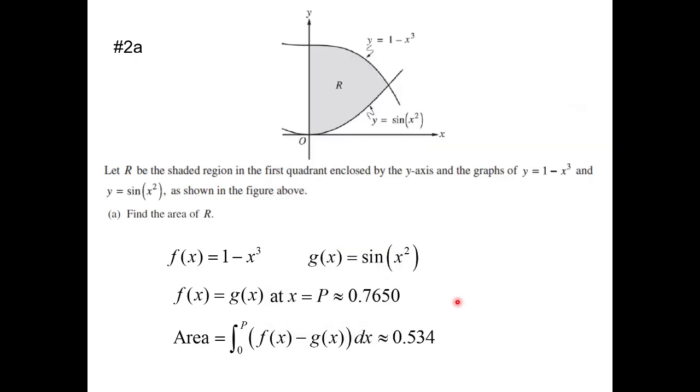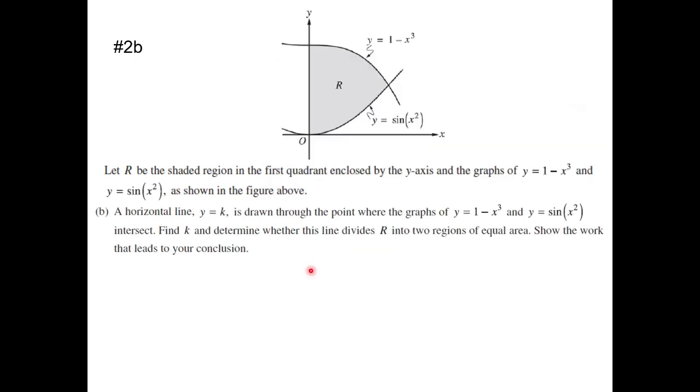For part B on this problem, they're telling us that a horizontal line, y equals k, is drawn through the point where the graphs that they gave up here intersect. So we have a horizontal line going through this point right here. They want us to find k and then determine if this line divides R into two equal sized regions here, two equal areas, and then show the work.